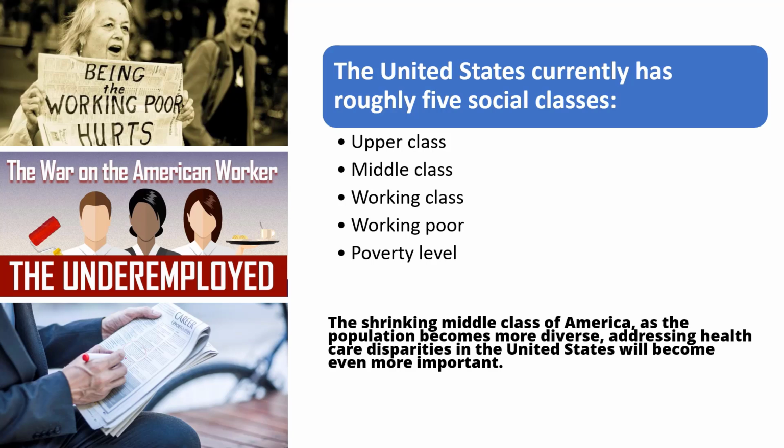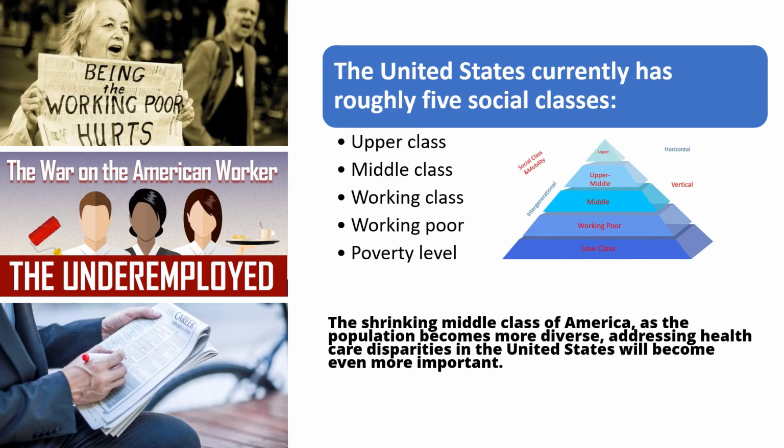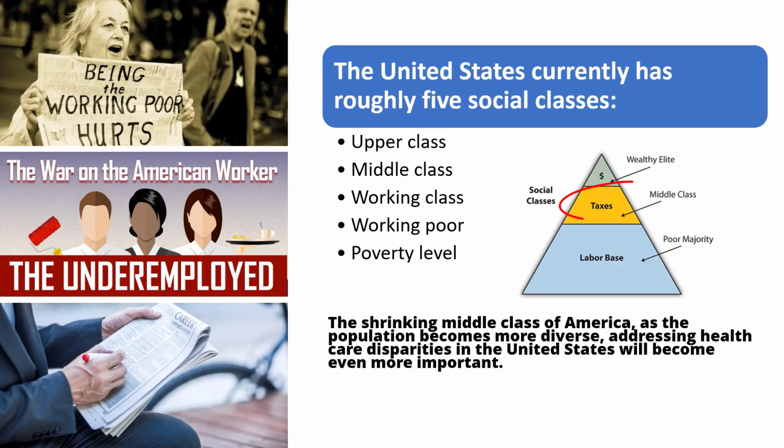The United States is a large and fragmented population. The distribution of healthcare resources is foundational to achieving fairness and having access to health services. In the United States, we currently have 5 social classes: the upper class, the middle class, the working class, working poor, and poverty level. We often discuss the shrinking middle class in America. As the population becomes more diverse, addressing healthcare disparities in the United States will become even more important.